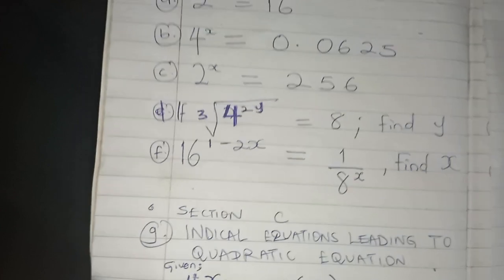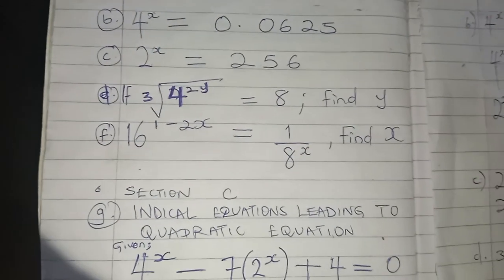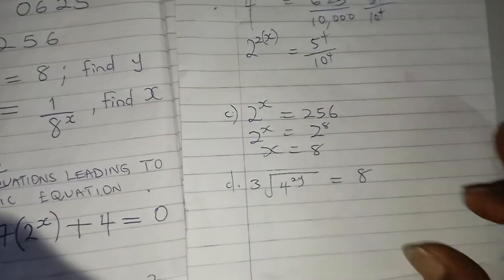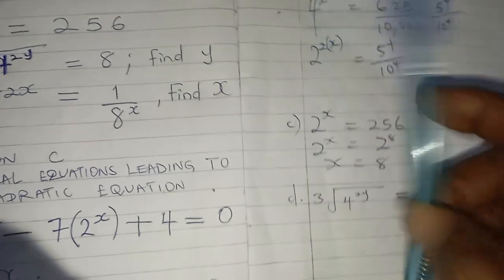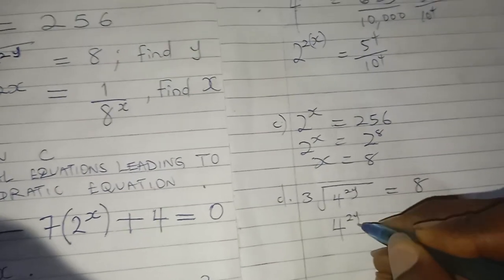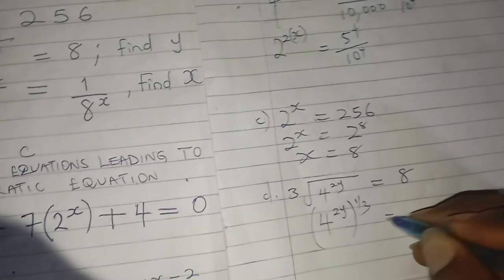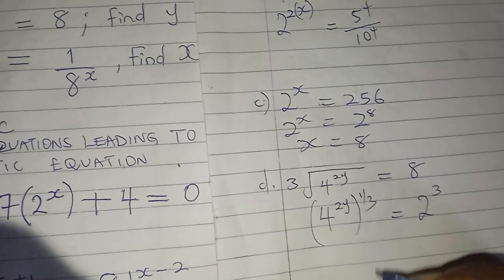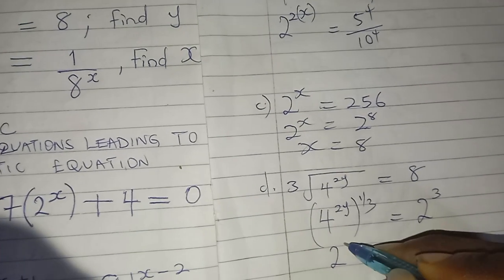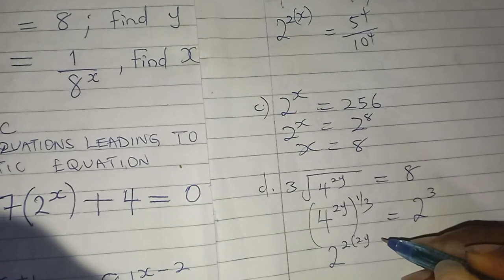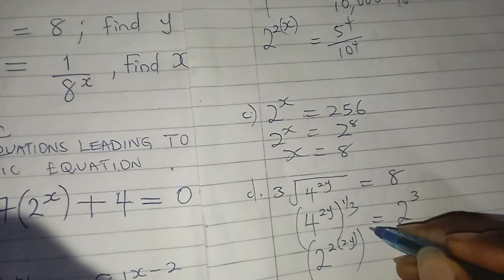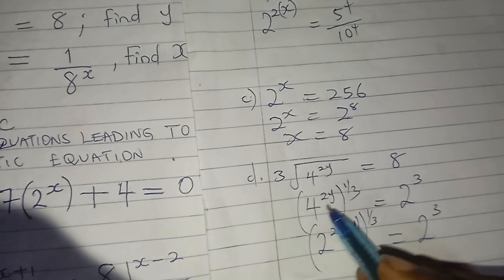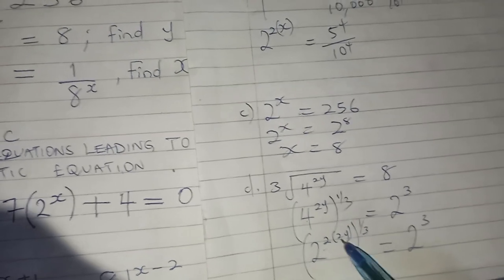D says if the cube root of 4 raised to power 2y is equals to 8, find y. So if cube root, we know that cube root is the same thing as saying 4 raised to power 2y, all raised to power 1 over 3, equals to 8, which is the same thing as saying 2 raised to power 3. So distributive power law, we have this to be the same thing as saying 2 raised to power 2y first of all multiplied by 1 over 3 is equals to 2 raised to power 3. 2 raised to power 2 is 4, then 2y.